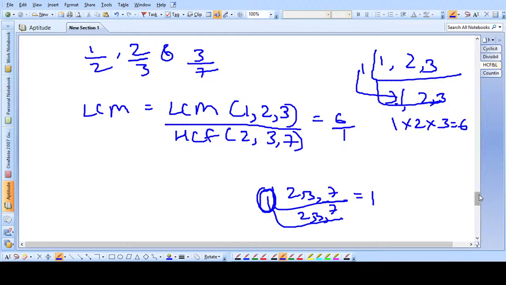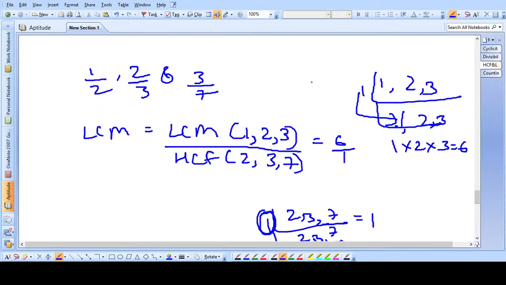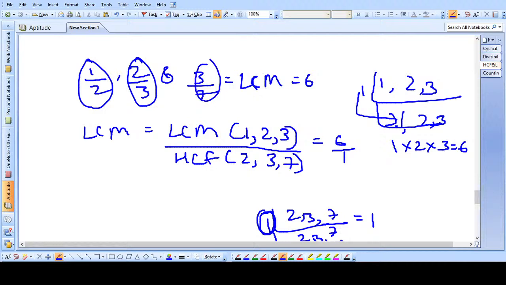So very nice. What is the LCM of this fraction? It is 6. What is the meaning of LCM? That this is the highest number which all of them can divide.